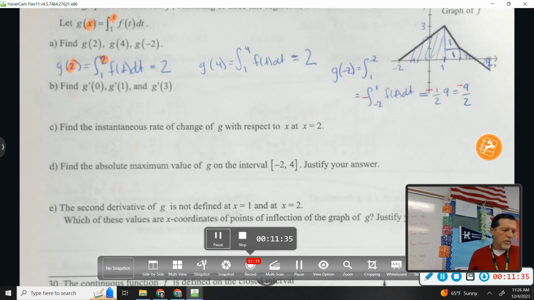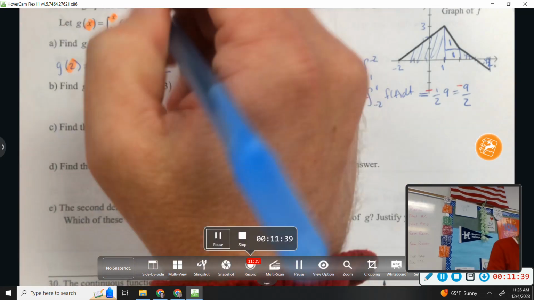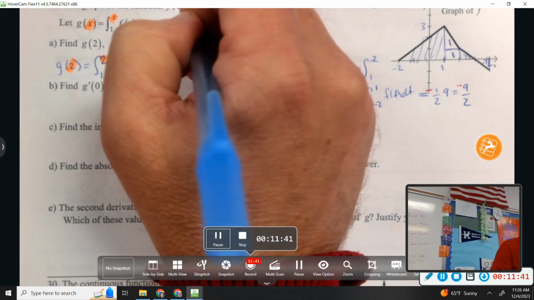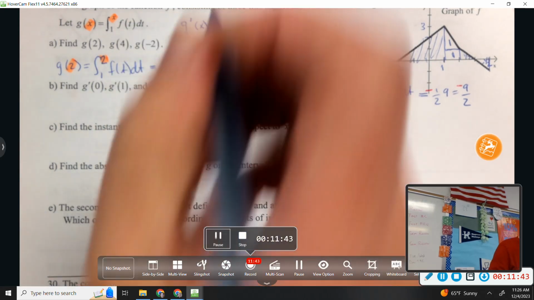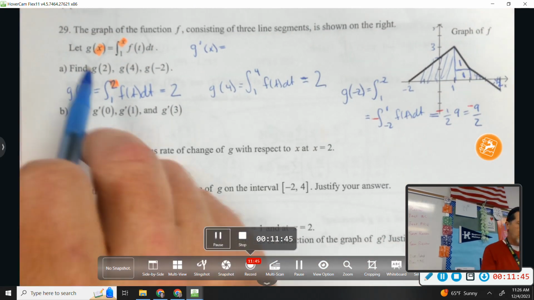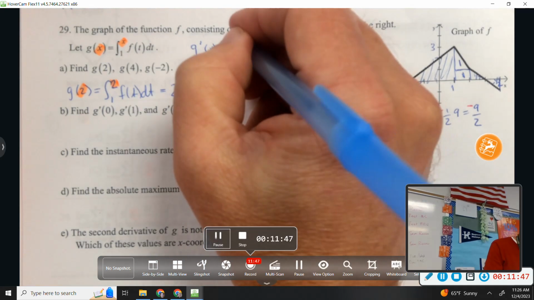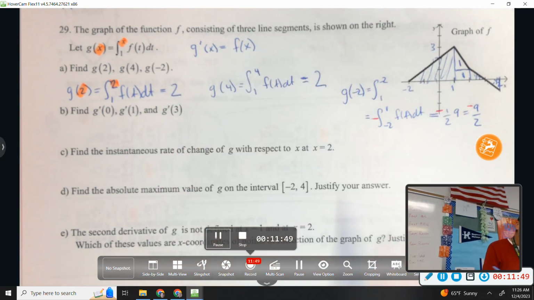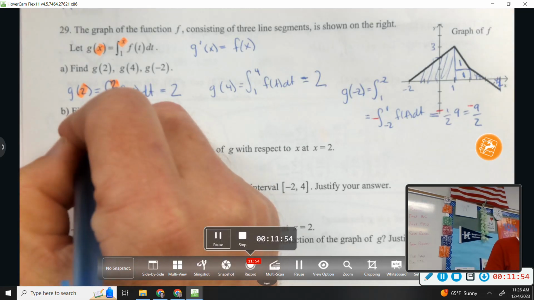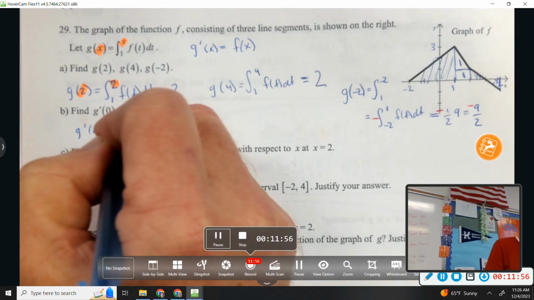All right, part B. G prime of 0, 1, and 3. Well, G prime then, take the derivative of both sides. The derivative of the antiderivative is just f. So if I want G prime of 0, that's the same thing as f of 0.